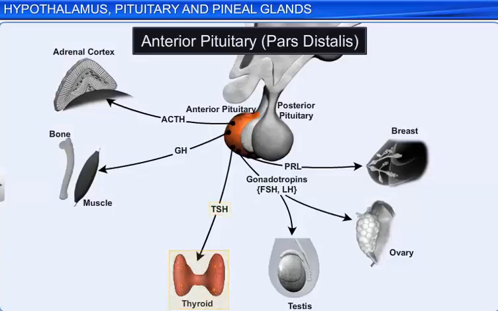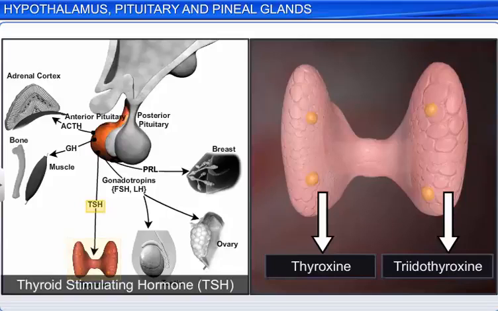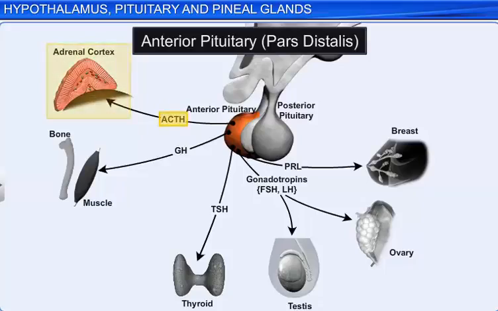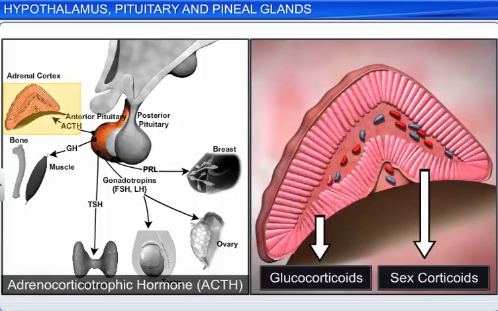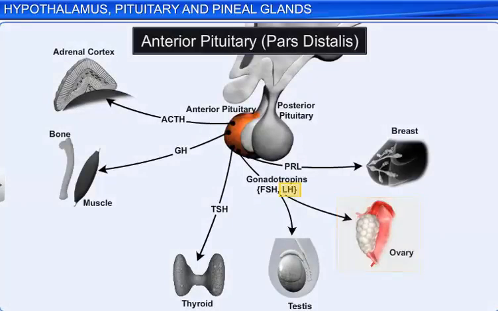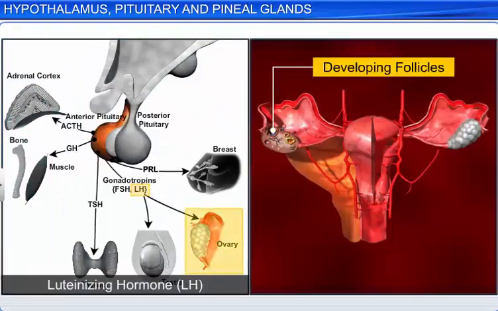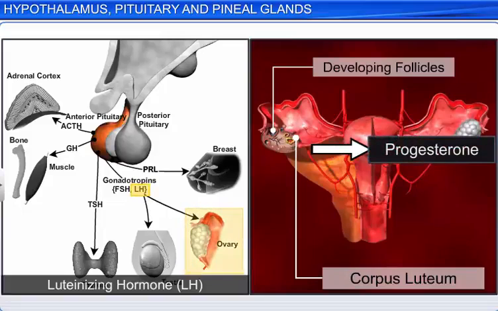TSH stimulates the synthesis and secretion of hormones such as thyroxine and triiodothyronine by the thyroid gland. ACTH acts on the adrenal cortex. It controls the production and secretion of steroid hormones like glucocorticoids and the sex corticoids. In females, LH stimulates ovulation of the Graafian follicles, the formation of the corpus luteum, and the secretion of progesterone by the corpus luteum. Hyposecretion of this hormone leads to sterility in females.